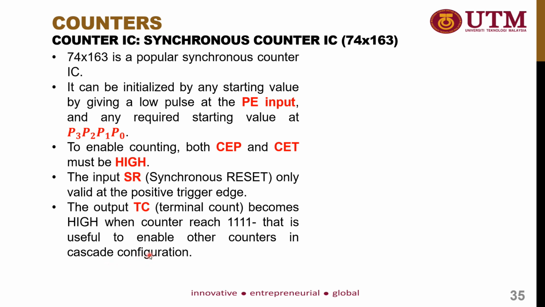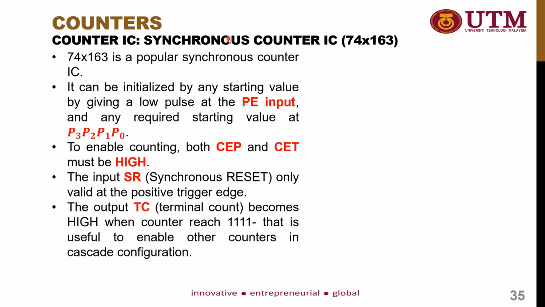Previously you saw that, in order to cascade ICs, for example if we have one asynchronous counter IC and a second asynchronous counter IC, in order for us to cascade them together, the MSB output of the first counter must be connected to the first input clock of the second counter IC.